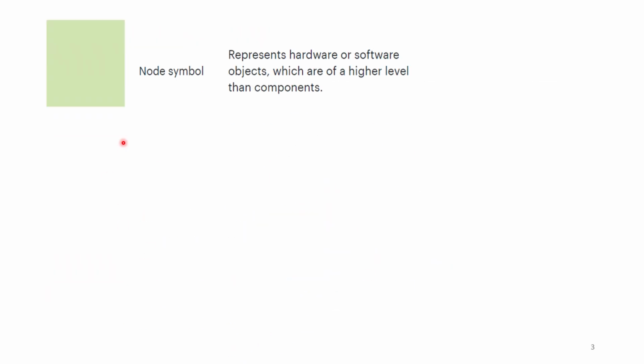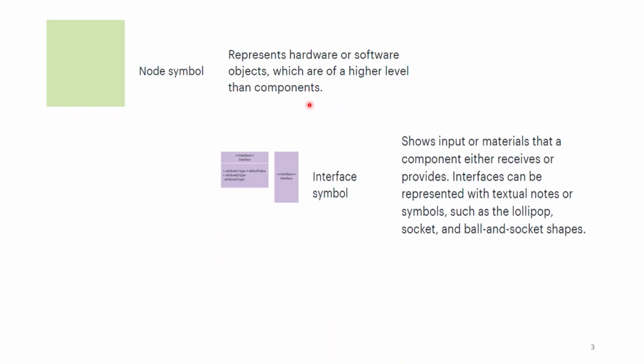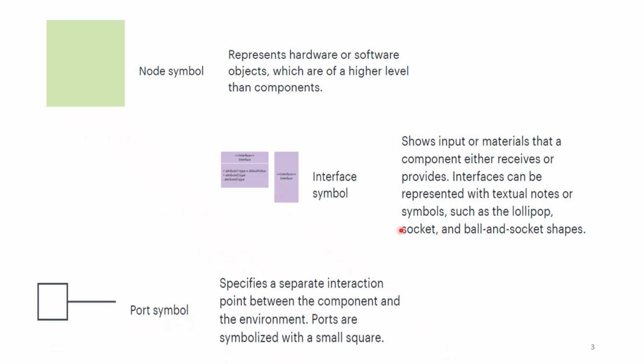Here we need the rectangle box, which we call the node symbol, that represents the hardware or software object, which will provide the higher level of the components. Then we can also have the interface symbol that shows the connectivity between different components, done using the ball and socket shapes. How exactly we make use of the ball and socket shapes, we have seen in the previous session for connecting different types of packages.